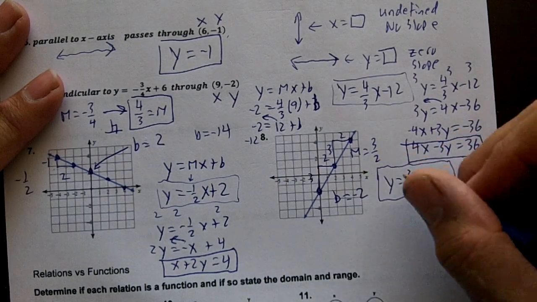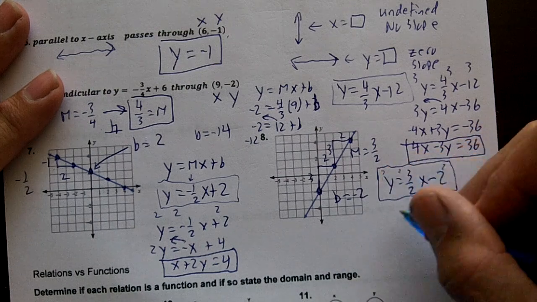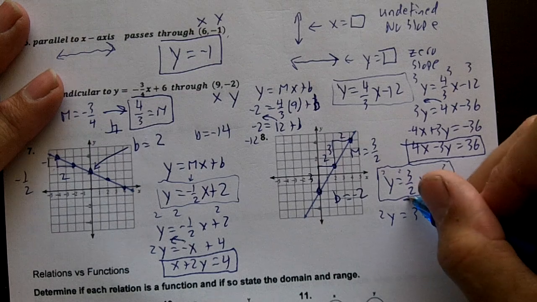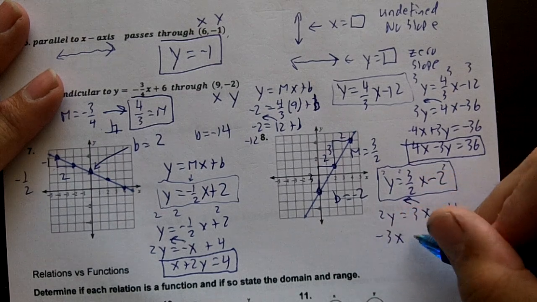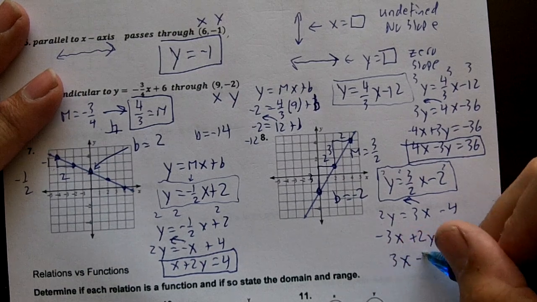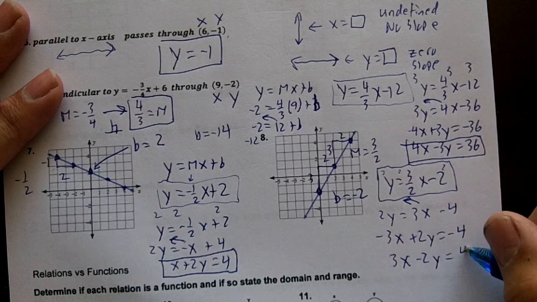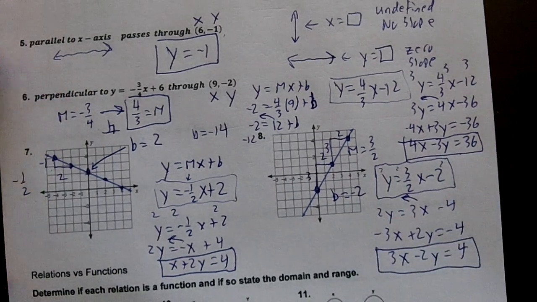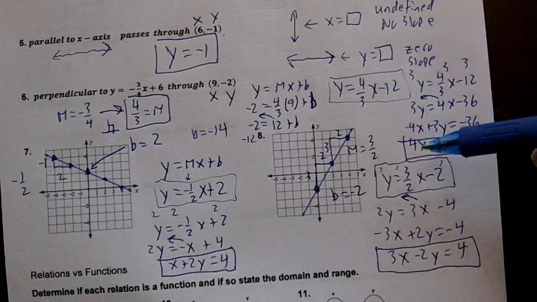My slope-intercept form. Multiply everything by 2. I'm going to get 2y equals 3x minus 4. Move over the 3x. -3x plus 2y equals -4, and then switch the signs. That is my standard. That's about the hardest thing you'll have to do on this test. So make sure you could go from y-intercept to standard.